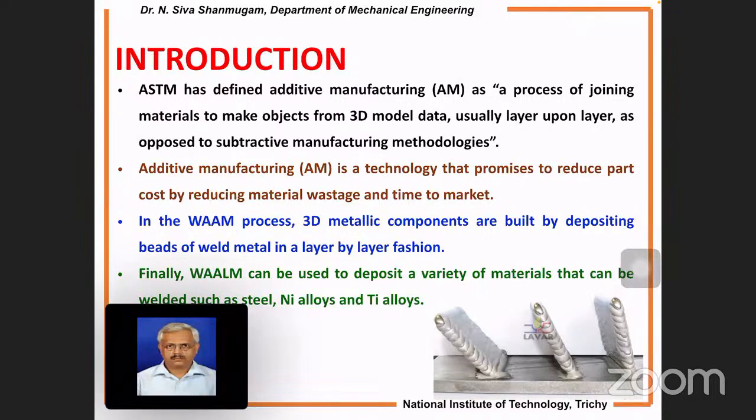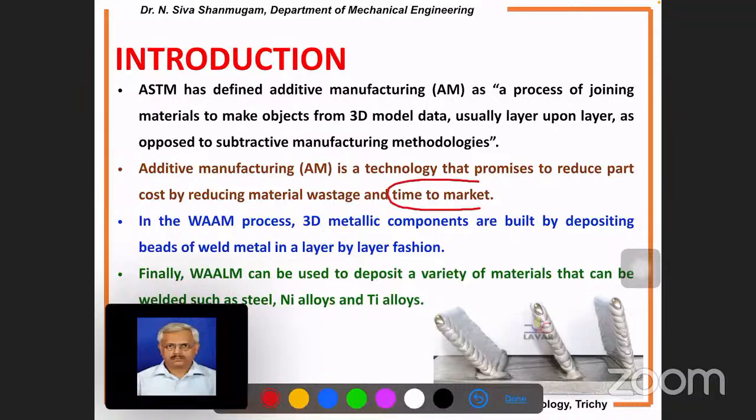Okay, friends, additive manufacturing is a technology that promises to reduce part cost by reducing material wastage and time to market. There is no need for concurrent engineering, sir. There is no need to involve all the people to complete the task. You have to invest money and procure a big machine, design the component according to the need, feed the system, get the product, do the peripheral machining, and go for a quality check using a computer-aided system, maybe a CMM with different axis movement. Then you can deliver the component to the customer so that you reach the market within the stipulated time.